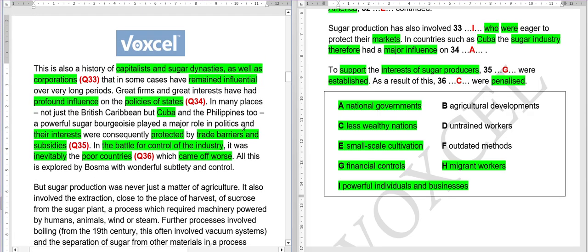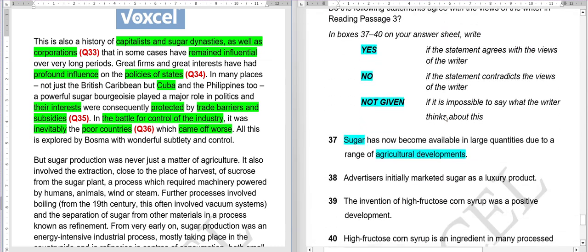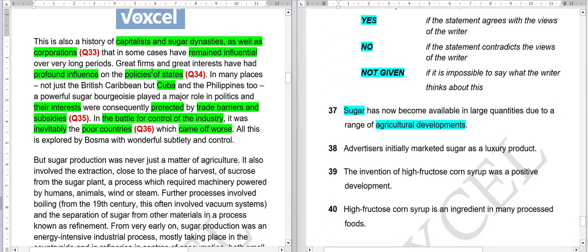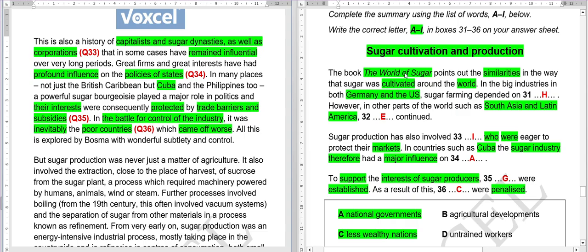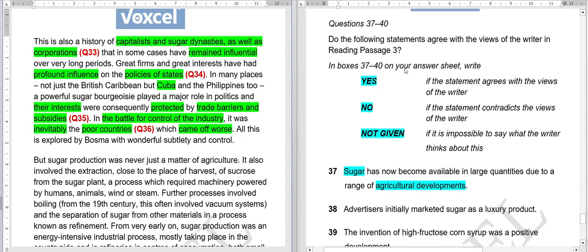Now, do we need to read this particular question right now for this particular paragraph? Is there any mention about agriculture development? No. So we don't have to worry about that. So we have completed all these questions. Yep. Let's move on to 37.